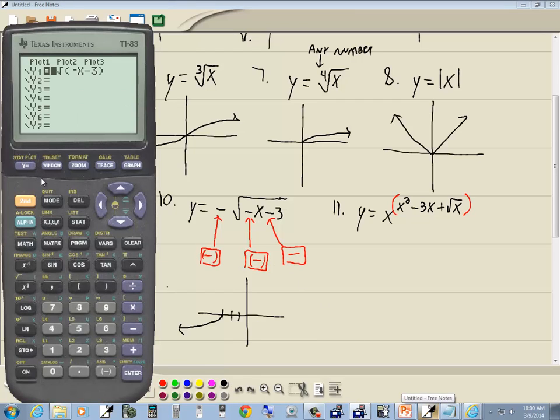So I'm going to press my y equals, press my clear, do my x key. We always do an exponent with a caret, so I do caret, beginning parentheses, and then my x key, x squared, minus 3x, plus square root, so I do second x squared. Now I'll put my x key, I'll put a closing parentheses on the square root, closing parentheses on the exponent, and then press graph. And it gives us this.